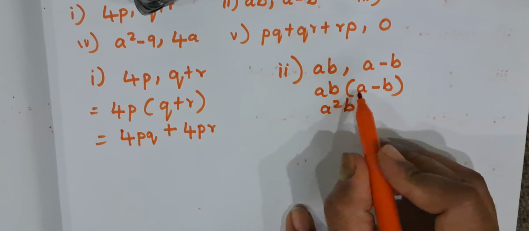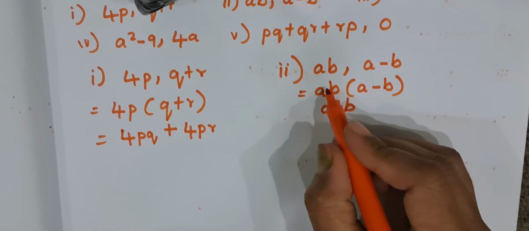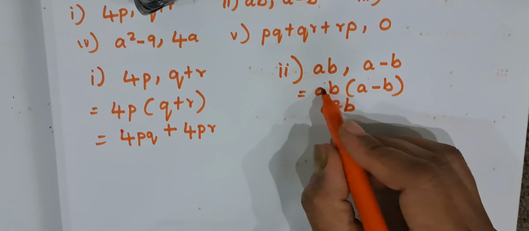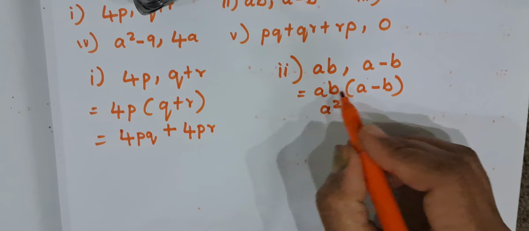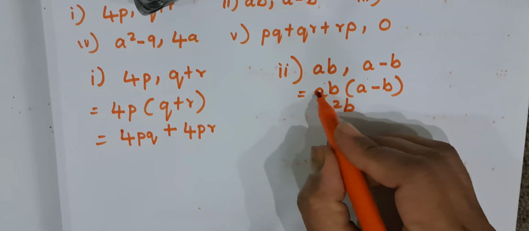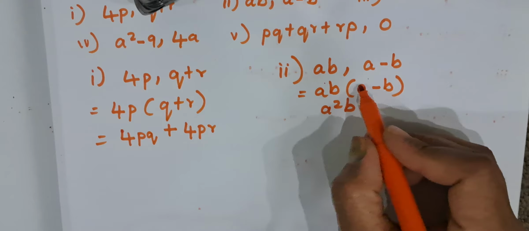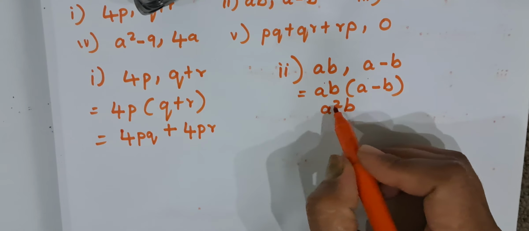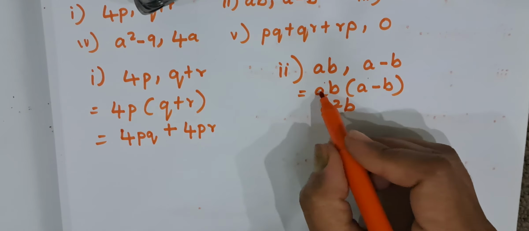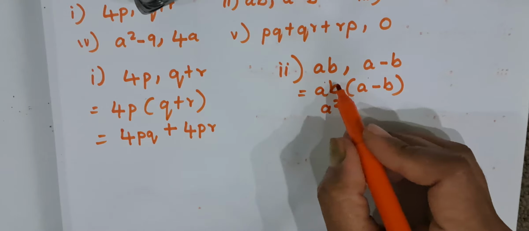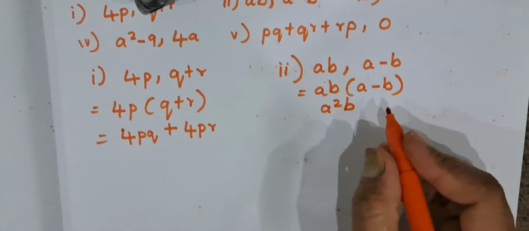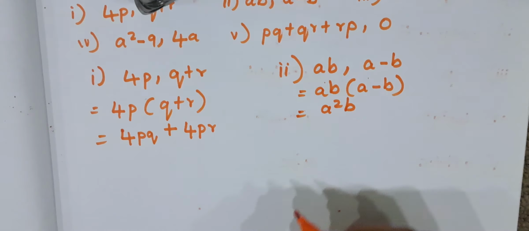See here, how do we know a times a becomes a square? A to the power 1, a to the power 1. A means what? A to the power 1. So the powers get added. When we multiply and the base is same, the powers get added. A to the power 1, a to the power 1, the powers get added, it becomes 2, when the base is a. B, it is only by itself, so we will keep b as it is. This is the first term.